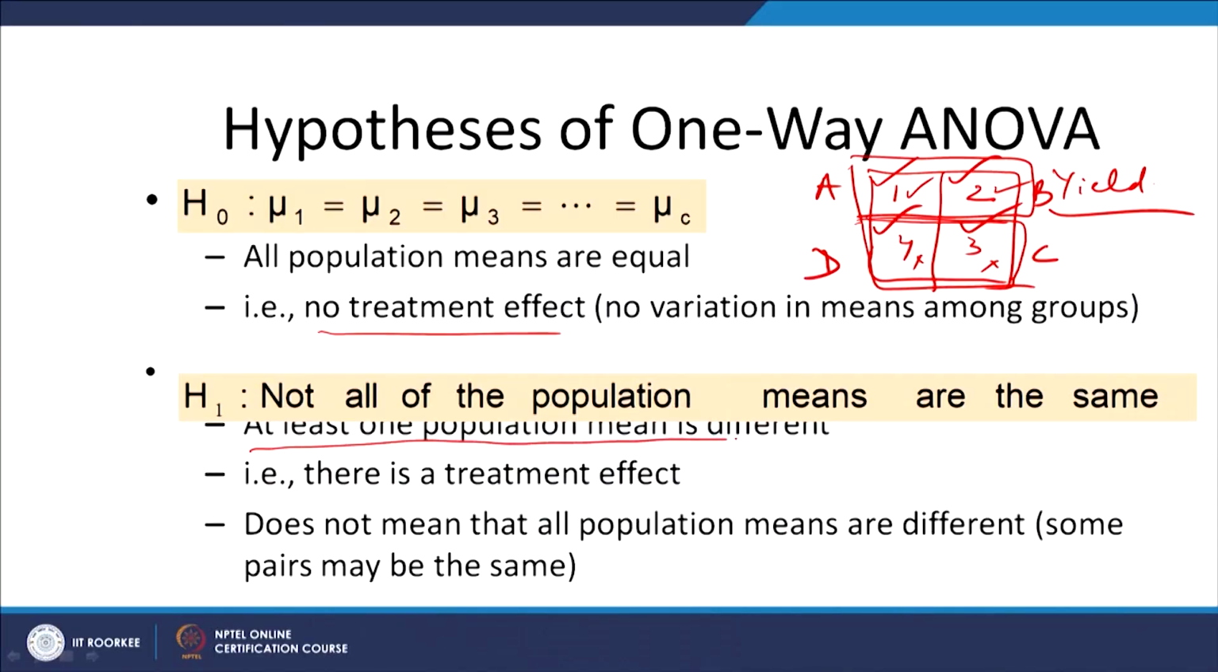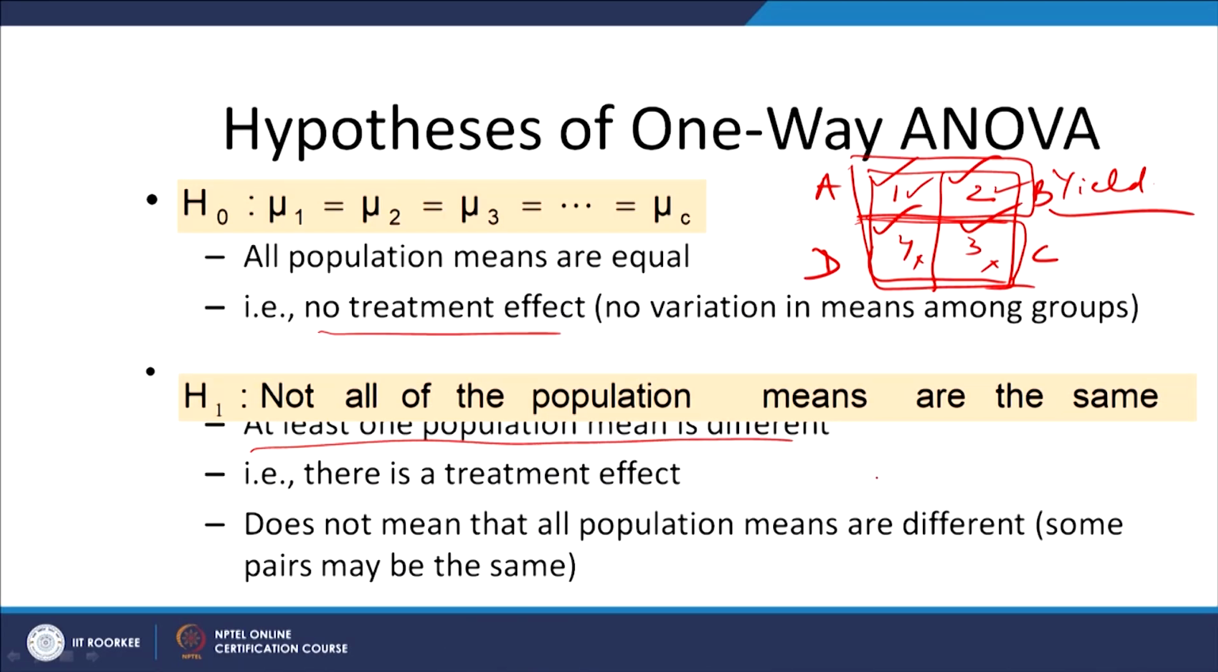So, that is what it was saying, there was no treatment effect. But as a researcher you do not want to do that, you actually want to see that there is a difference. So, if there is a difference, what is the difference, which one of them is giving the best yield or the poorest yield. So, at least one population mean is different.